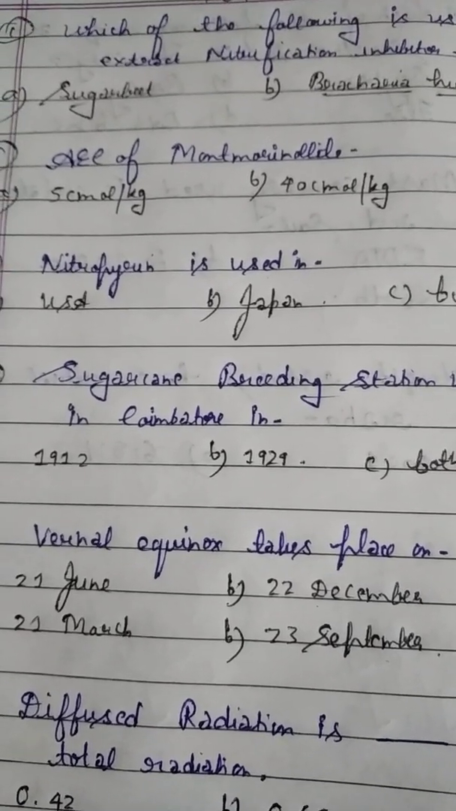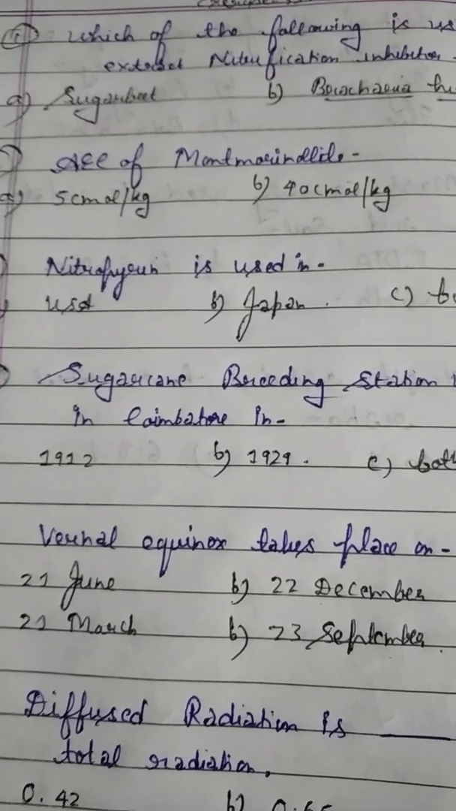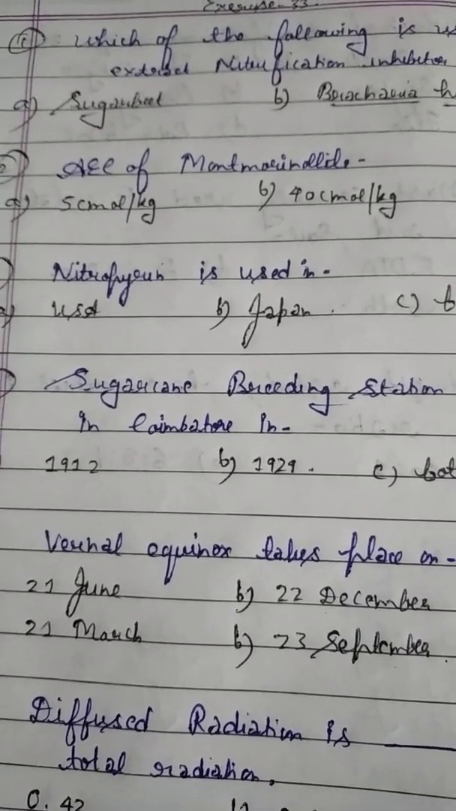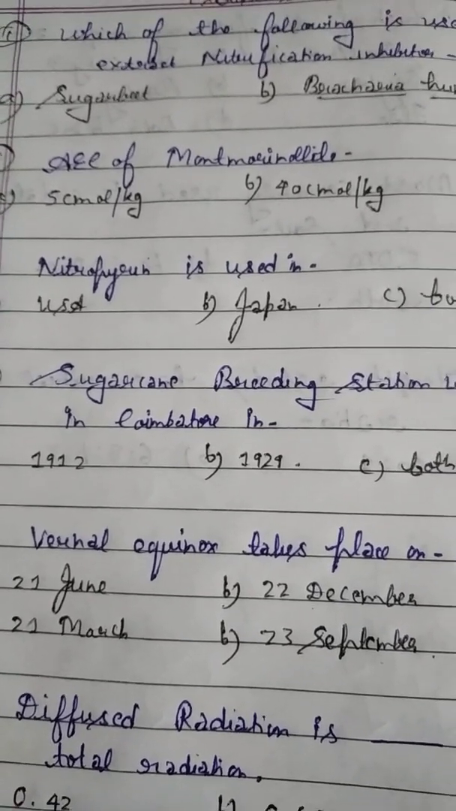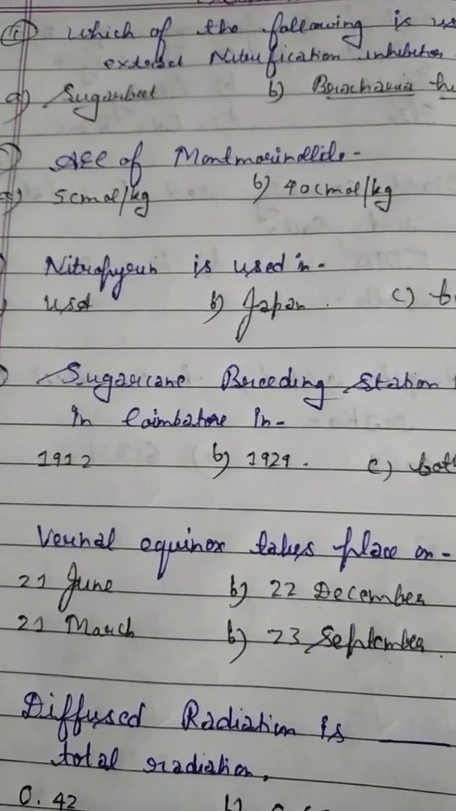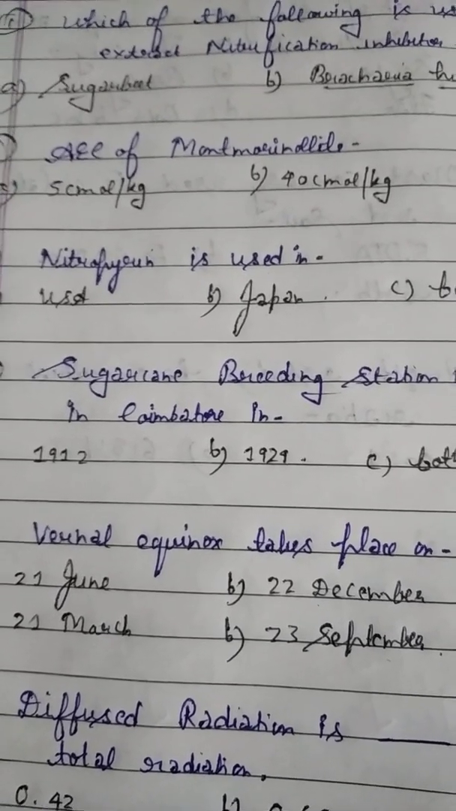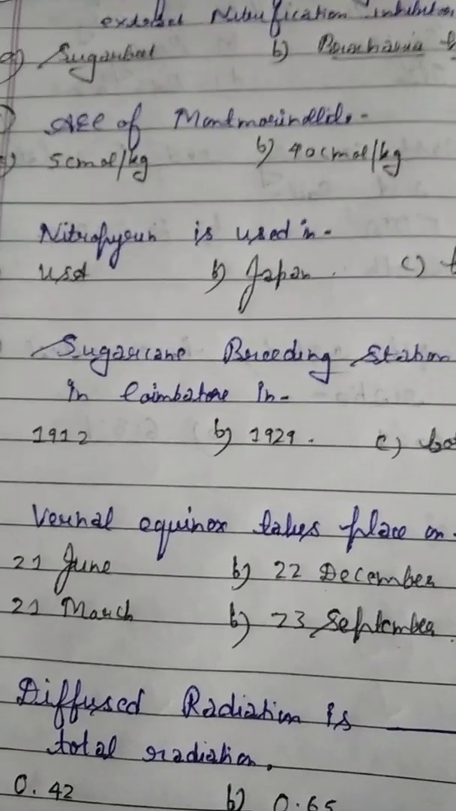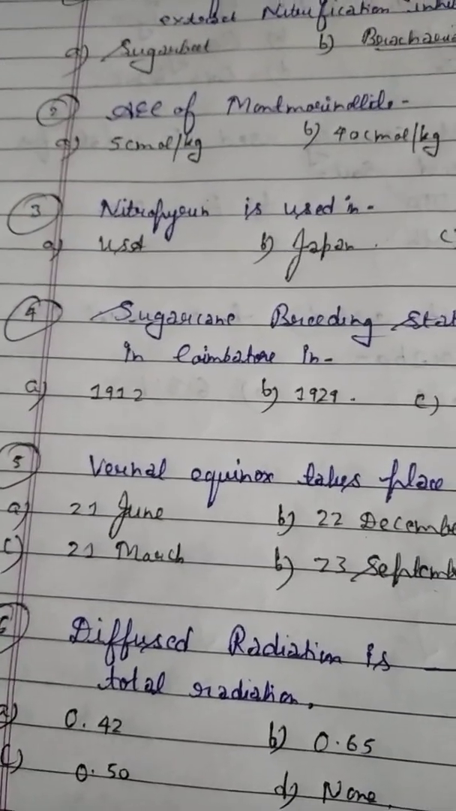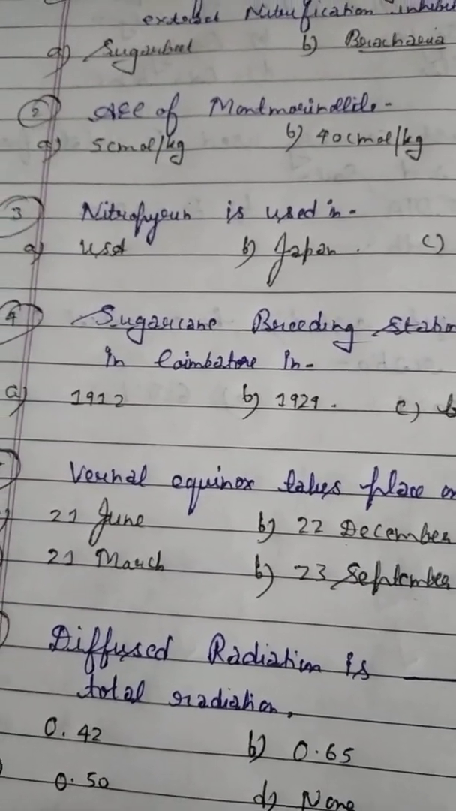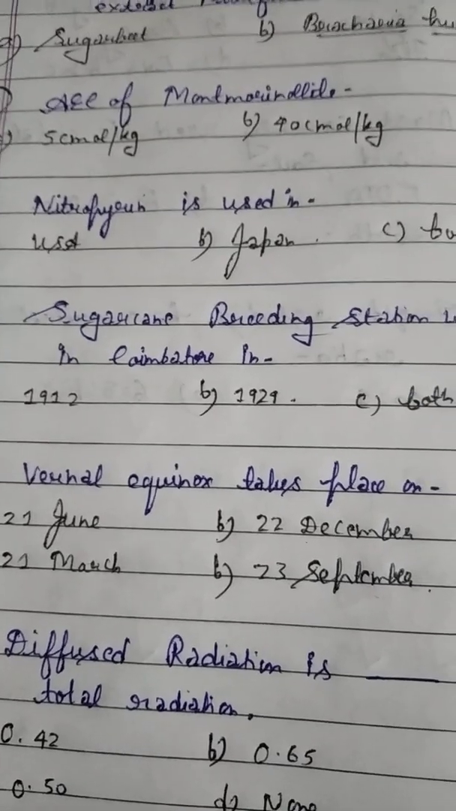Please remember students, cation exchange capacity everybody remembers, but most of the time they ask anion exchange capacity. So anion exchange capacity of montmorillonite is 5 centimole per kg, and this 40 centimole per kg is the anion exchange capacity for kaolinite. Question number 3, students, you see nitropyrin is used in option A, USA, option B, Japan, option C, both.